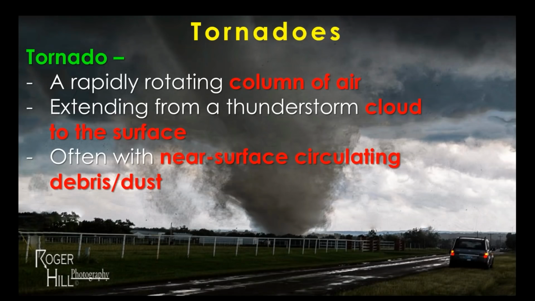Now, let's talk about tornadoes. The latest definition of a tornado is a rapidly rotating column of air extending vertically from the surface to the base of a cumuliform cloud. In other words, a thunderstorm cloud, often with near surface circulating debris or dust when over land, or spray ring when over water.